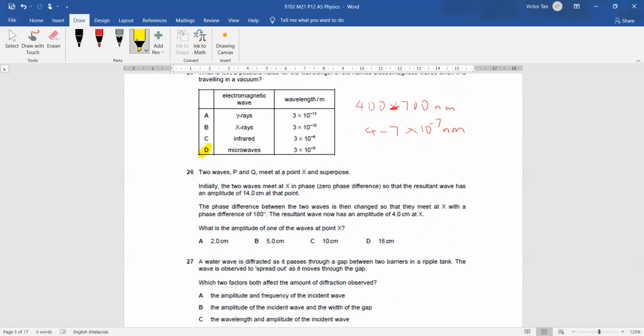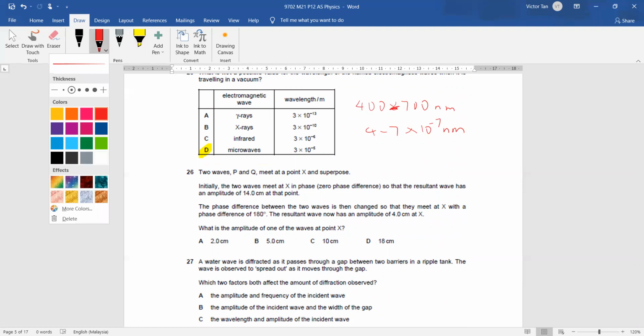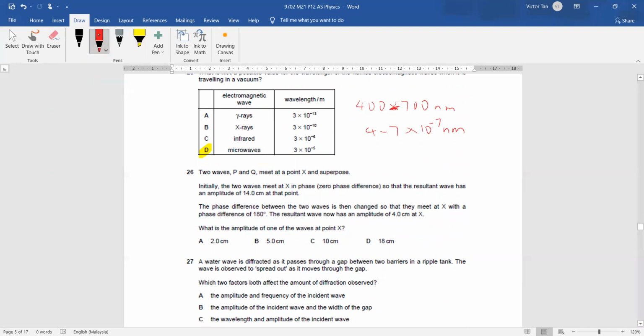What is the amplitude of one of the waves at point X? Let's say the amplitudes are A and B. A plus B equals 14. This is constructive interference. A minus B would be 4. So you add together, you get A equals 9. B would be 5. So the answer is B.